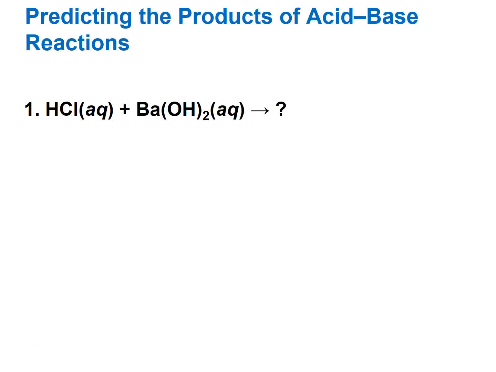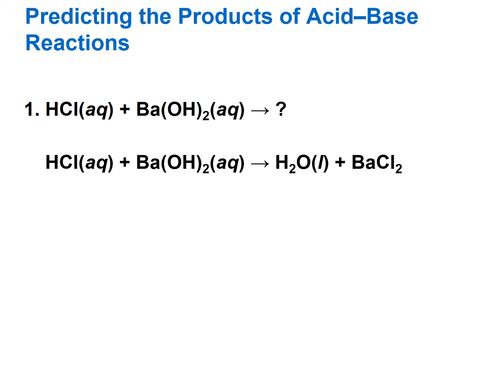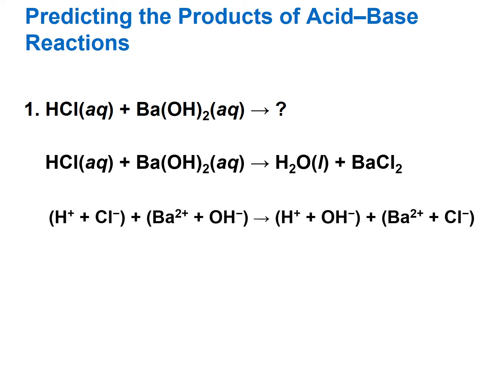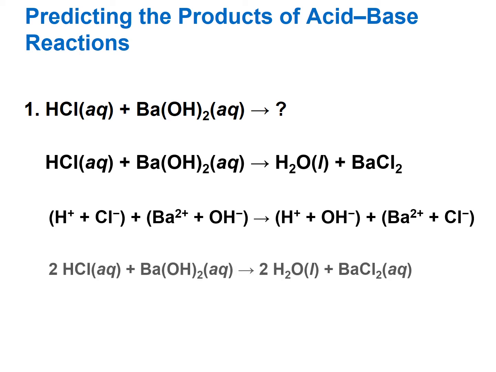So let's see what we have happening here. What if we had hydrochloric acid and barium hydroxide? What would our products be? Well, our partners are going to do the do-si-do, which means our barium is going to hook up with the chloride and our hydrogen is going to hook up with the hydroxide. So we're going to end up making water and barium chloride. And we could write it in its ion form and balance everything out, and we would end up having this balanced equation.